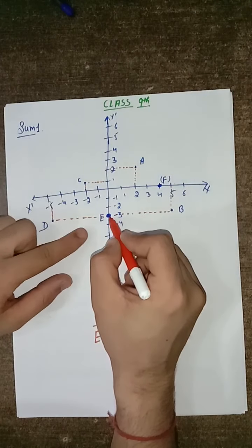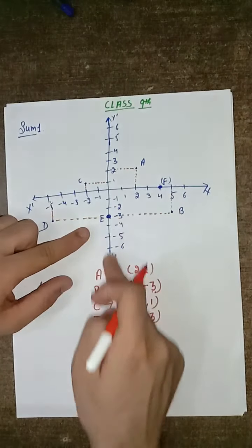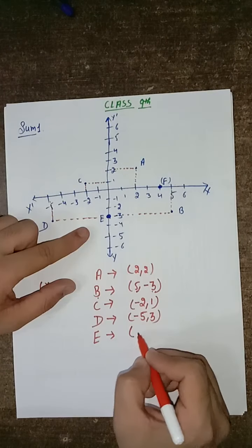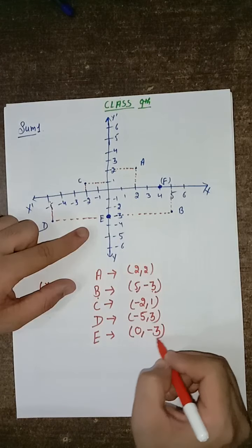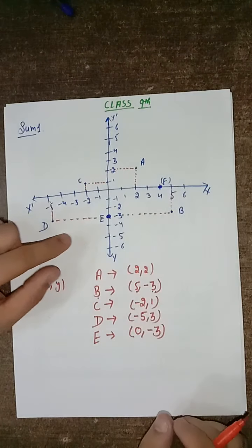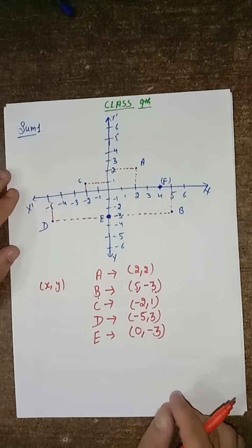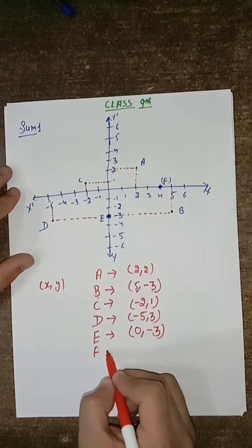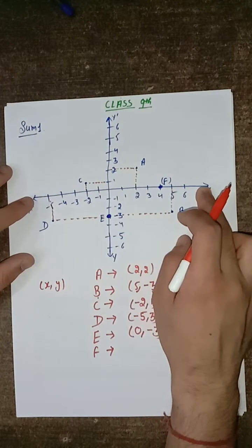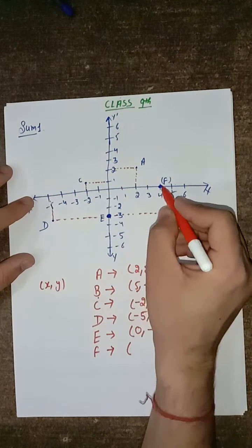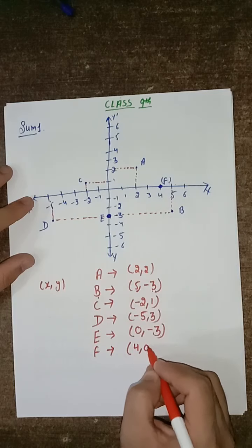my coordinate is on y-axis, x is always 0. So 0 and y is minus 3 because this is minus y-axis, negative y-axis. And for F, the coordinate will be, for x-axis y is 0 and x coordinate will be 4, 0.